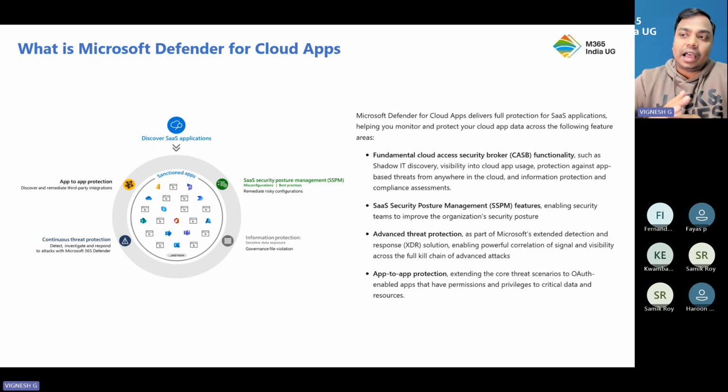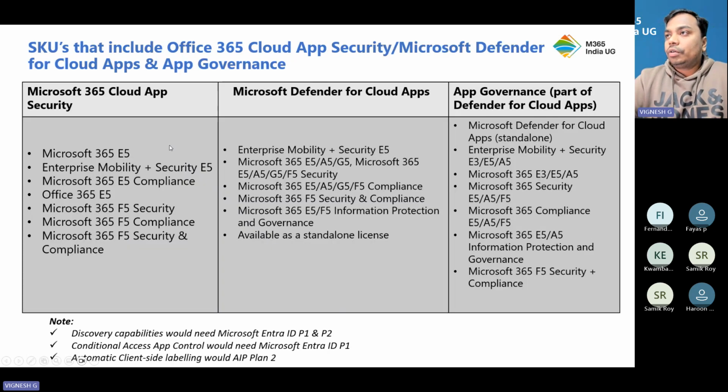So that's where the app governance or the app to app protection piece comes in. It gives you a complete view on what such permissions are there in your organization. As I said, as we start talking about each and every single feature or capability, you'll understand more about this. But today our core focus is going to be on the discovery of SaaS applications, which is called cloud discovery.